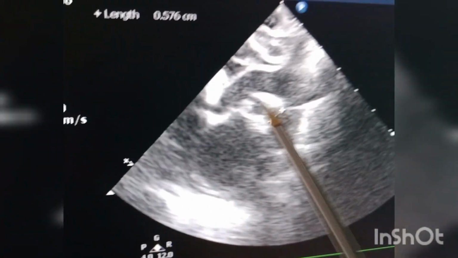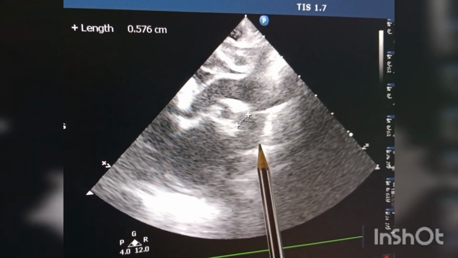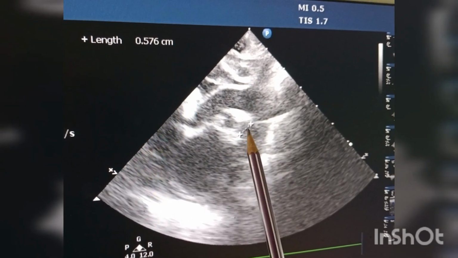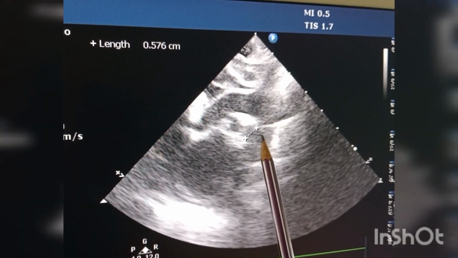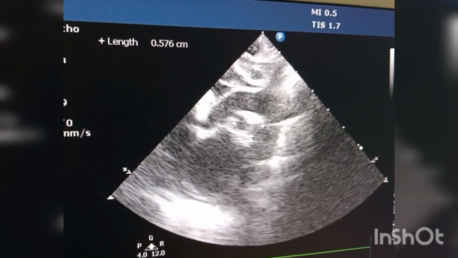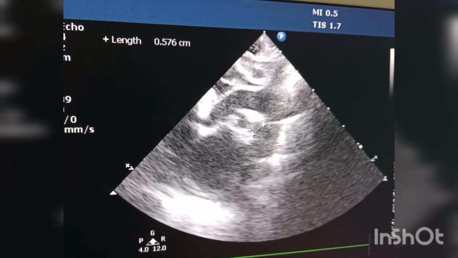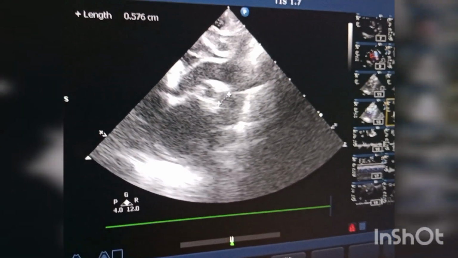And you can see this is the right pulmonary artery, left pulmonary artery open to the descending aorta, and the measurement you see is again around 5.76 millimeter. So actually this is the ideal area to measure the ductus arteriosus.